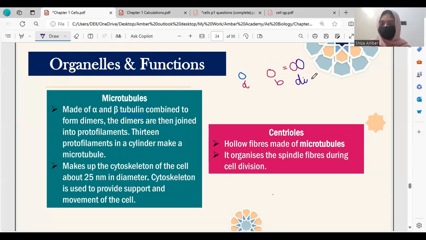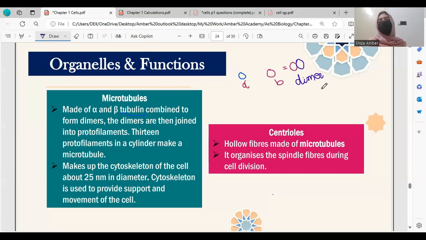So far are we clear? Is the concept clear so far? What did I say? I said that tubulin has two categories, alpha tubulin and beta tubulin. And when alpha tubulin and beta tubulin combine, they form a dimer.